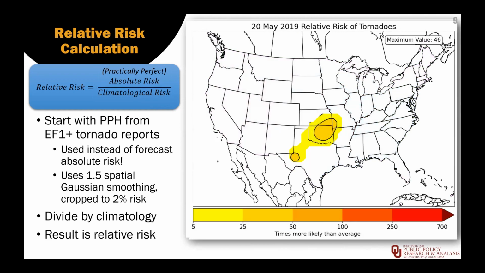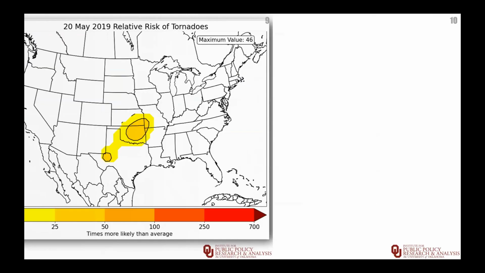Note that this is again for that 20th of May 2019 that we started the presentation with, and note that we're much lower relative risk when we're looking at the practically perfect, because that is based off of what actually happened, and there were fewer tornadoes on this day than the forecast expected. So that's just a discrepancy to keep in mind. Practically perfect is not the same as a forecast.